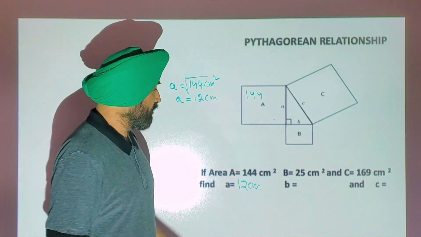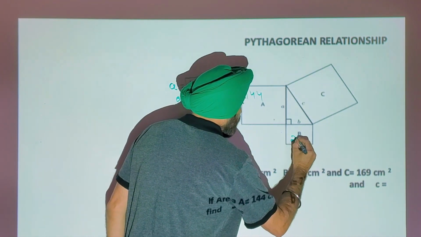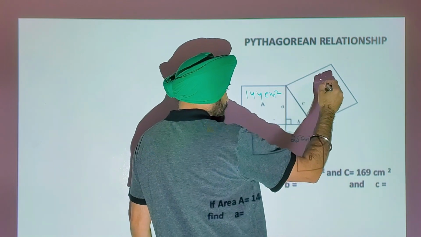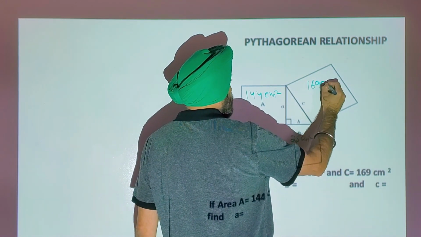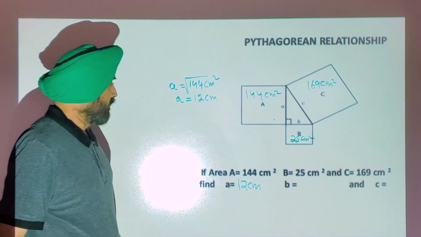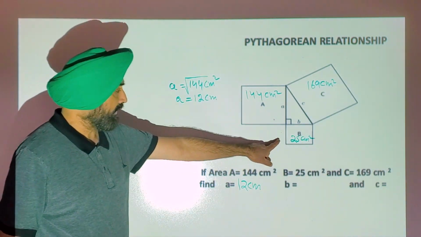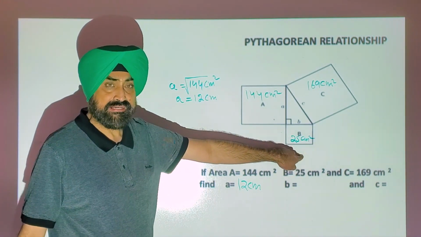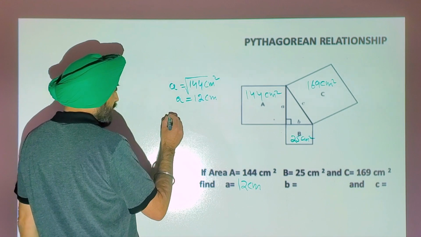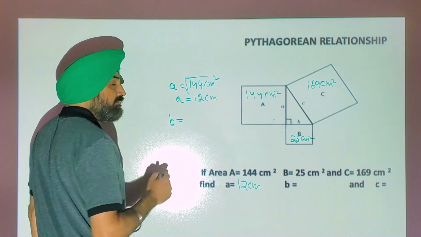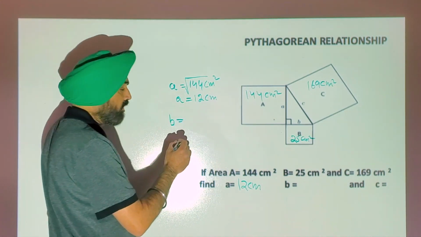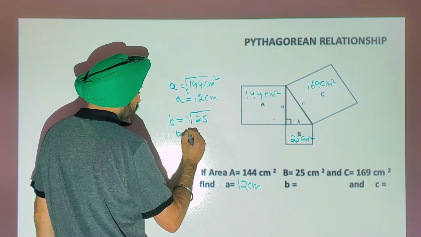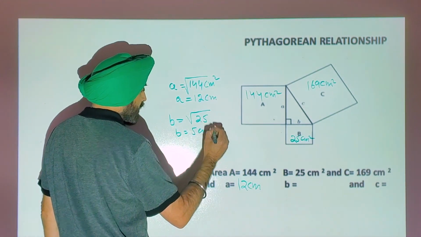B, this smaller one, is 25. This is 25 centimeter squared. I'll write centimeter squared here. And this is 169 centimeter squared. So to find B, the area is given as 25. Both sides are the same. So to find the length of side B, what will we do? We will square root 25, which is equal to 5, and the unit is centimeter.